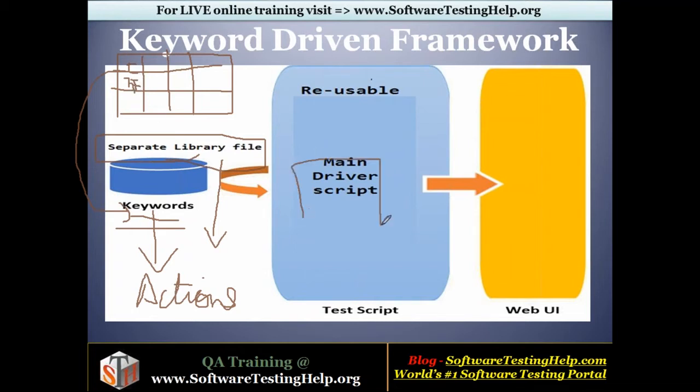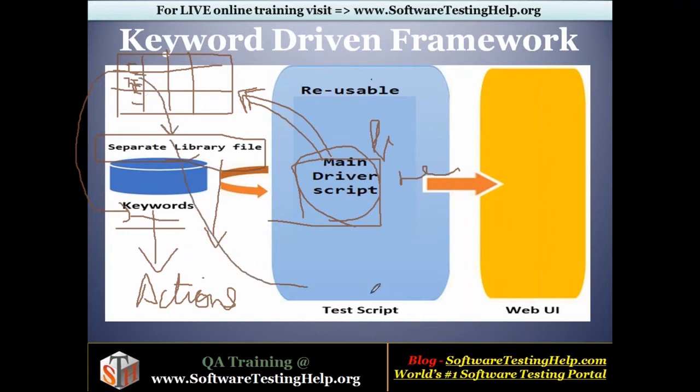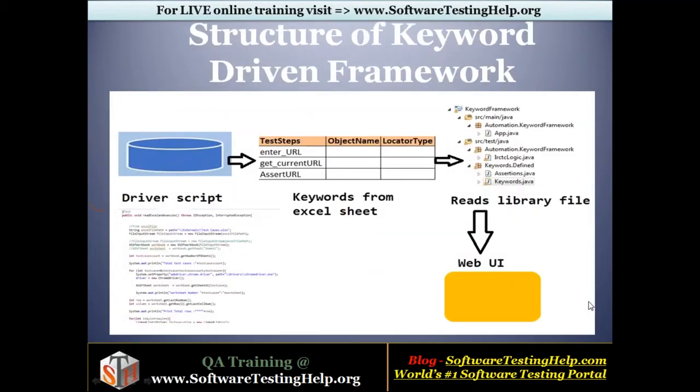So what will a main driver script hold then? I mean, the main driver script will have the logic to read this Excel sheet, and it will also have the other browser and driver configuration properties. So how the framework works is that your main driver script reads the keywords inside your Excel sheet, and for each keyword it finds its implementation in the library file and executes it in the UI or browser. Okay, as simple as that.